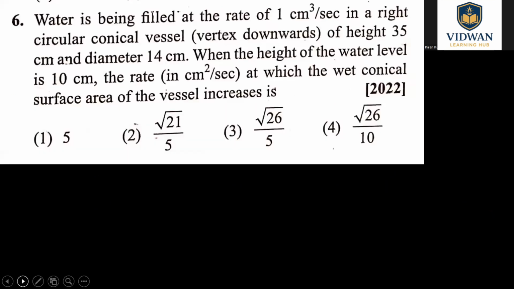So sixth question, water is being filled at the rate of 1 centimeter cube per second in a right circular conical vessel, vertex downward, of height 35 and diameter 14. At what rate does the wet conical surface area increase when the height of water level is 10? Can you give some time? Yeah, you can try it.